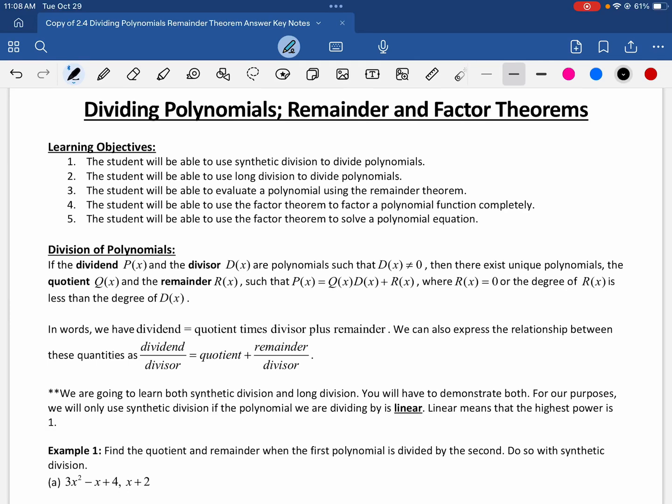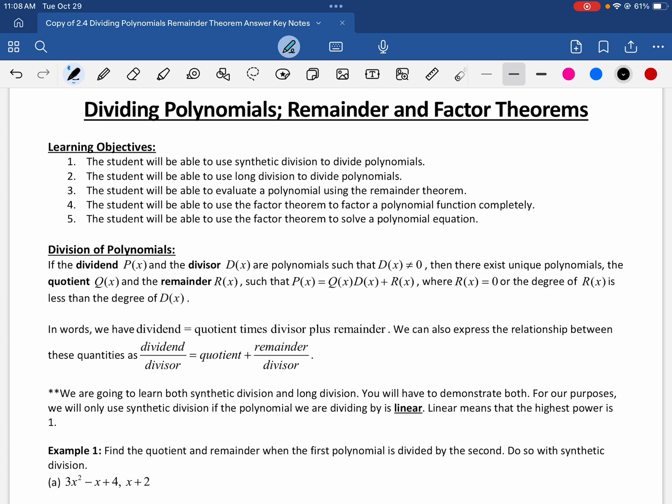All right, section 2.4, looking at dividing polynomials and doing remainder and factor theorems. So got some information here in the beginning. We're going to basically go back to dividing like when you were younger, like doing some long division, but I'm also going to teach you another way that you can do it, which is called synthetic division. It says you will have to demonstrate both.